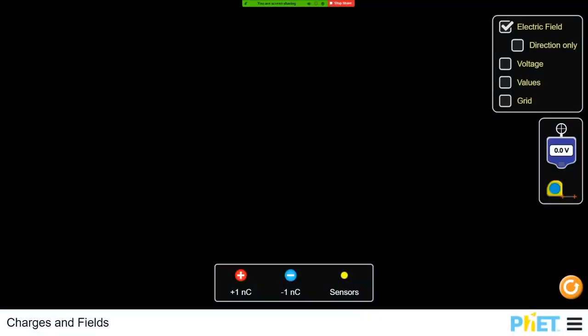Hello, now I'm going to talk about charges and the fields that they produce using the simulations today. Once you have the simulations up and running, you can notice a list of options and tools on the right-hand side. The charges and the sensors are located at the bottom, and a big reset button is at the bottom right. So let's put a couple of charges out here.